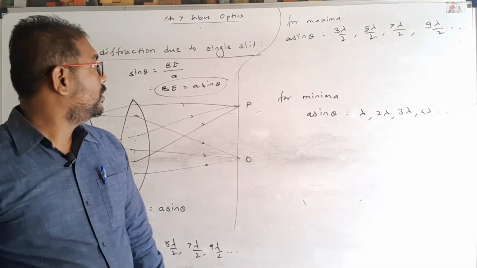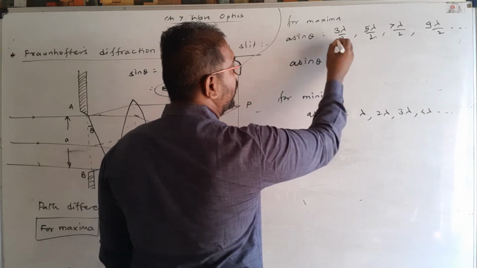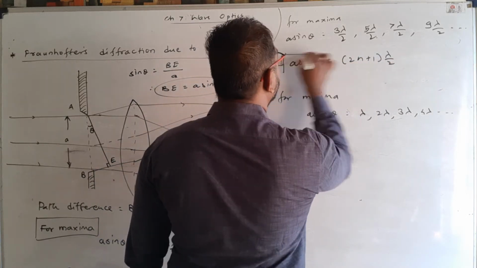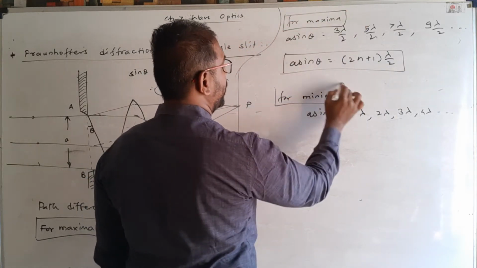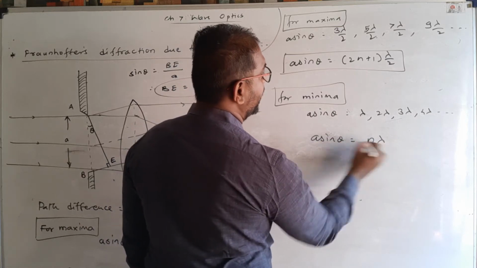Now up to that, we can write this in terms of a formula: a sin theta is equal to (2n plus 1) lambda by 2 for maxima. This is the condition for maxima. And this is for minima: a sin theta is equal to n lambda.